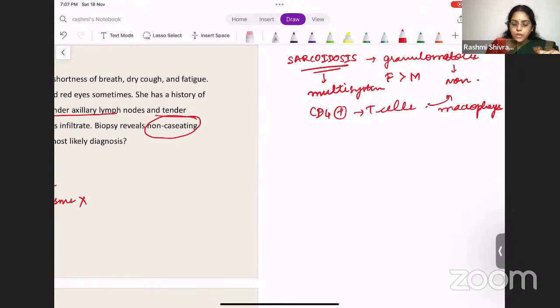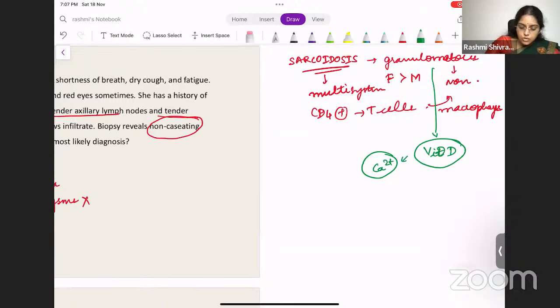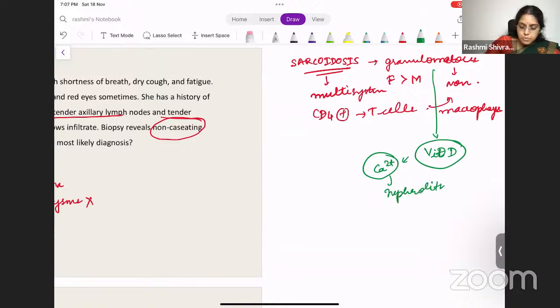These granulomas, what do they do? These granulomas produce vitamin D. Because of this excess vitamin D production by the granulomas, hypercalcemia occurs. So when there is hypercalcemia, obviously the patient will have calcium stones, right? So that explains nephrolithiasis in this particular patient. There will be other manifestations of hypercalcemia also, like moans, groans, bony pain. But one of the manifestations, like we have seen in this question, is nephrolithiasis. So now we have answered that point.